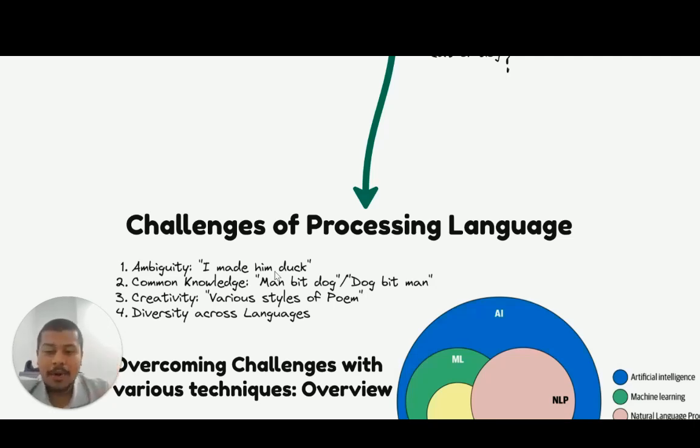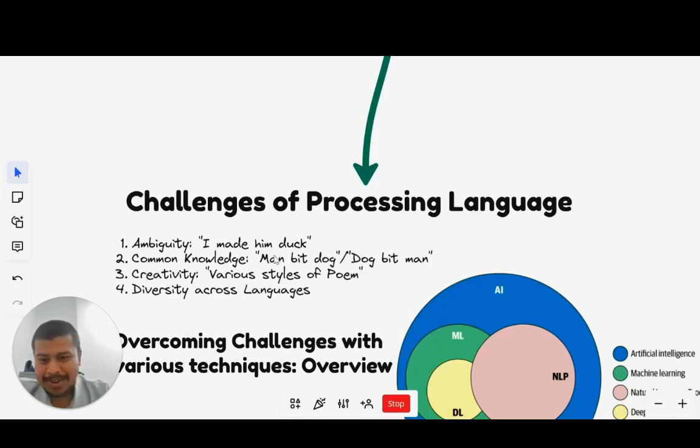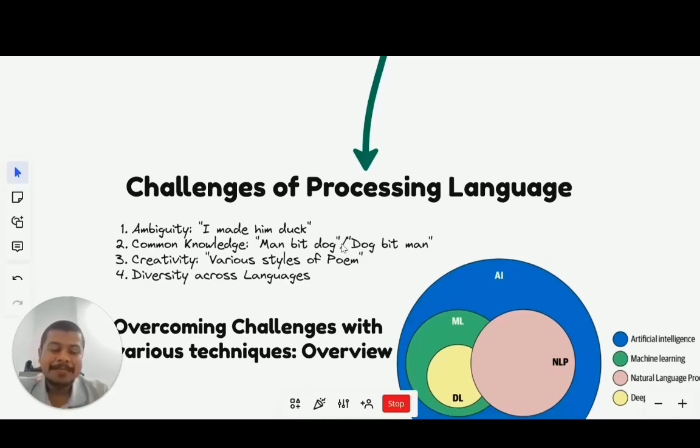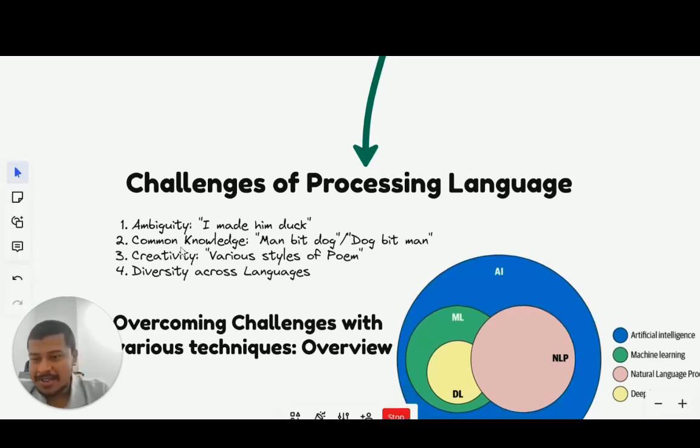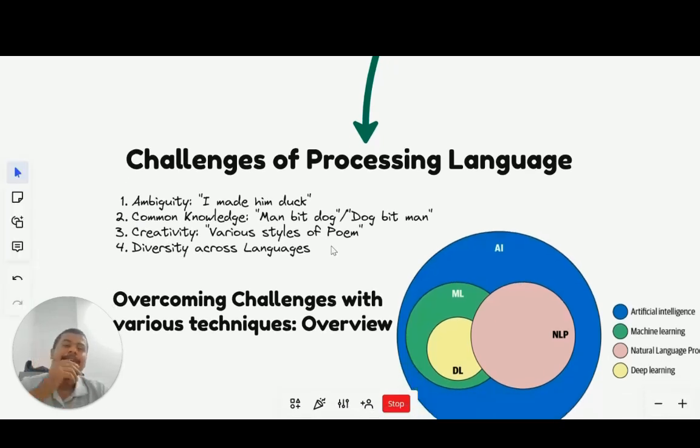Second one is the common knowledge. A computer cannot understand. Syntactically, this is actually almost similar, right? And then even the words are all similar. If you want to represent the words using some particular number, the collection of numbers is also similar. So as per the computer, these both are actually same. But then there's a common knowledge that this is not the same. Man bit dog, dog bit man. These both are not the same. So how will you make the system understand this? This is a major challenge. And then we have creativity. So we have seen linguists have different poems of different styles.